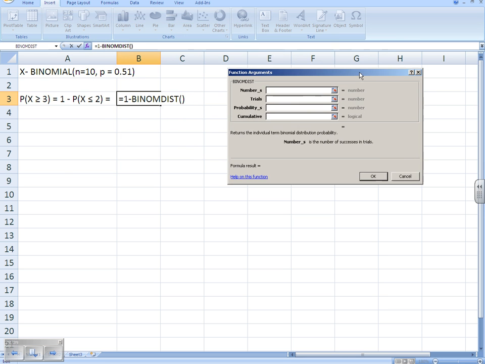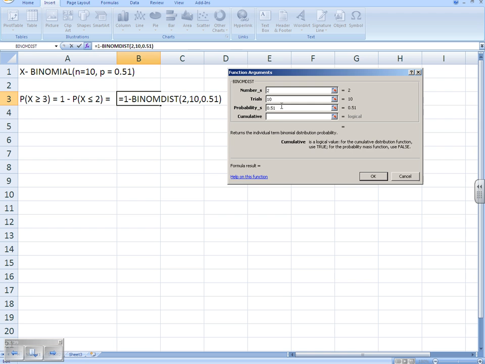Excel asks us for our number of successes. In this question we're interested in x is less than or equal to 2 as a complement. The number 2 goes in as our number of successes. Number of trials, we have 10 trials in this question. Fixed probability of success was 0.51, and cumulative.